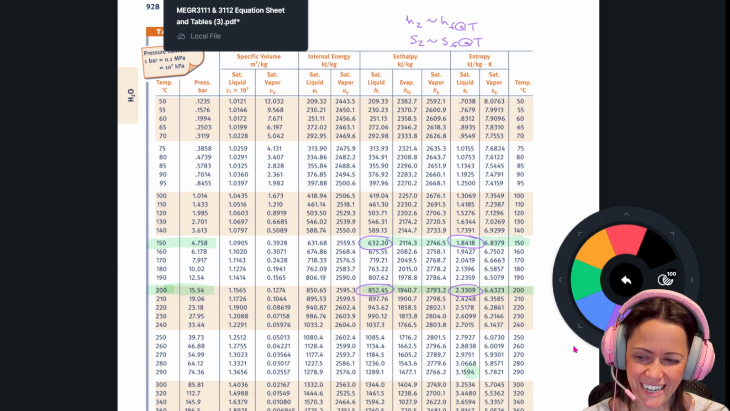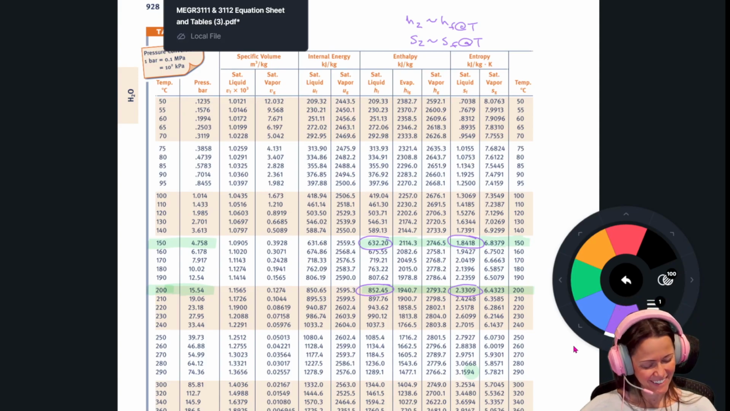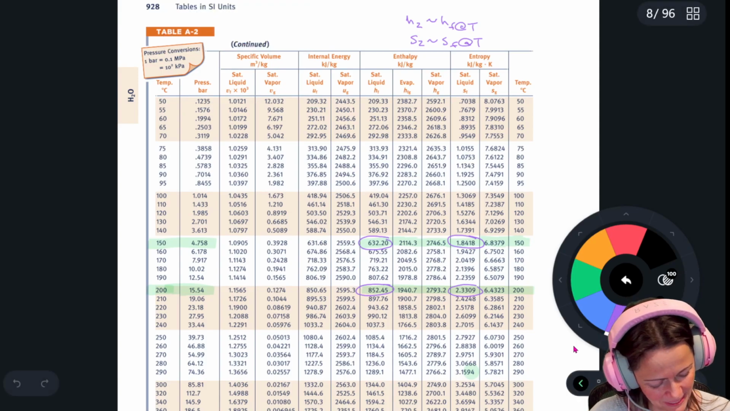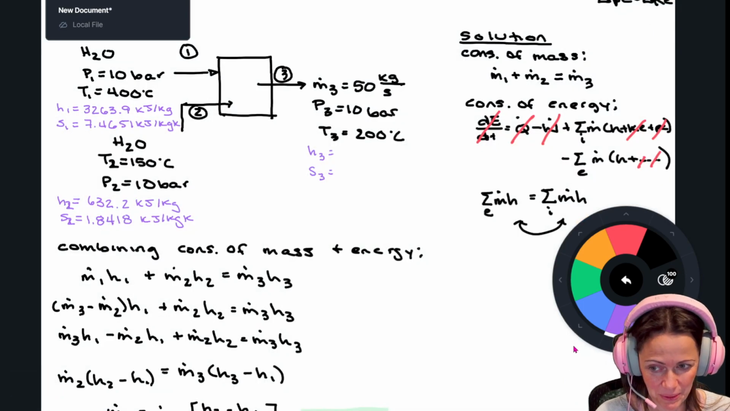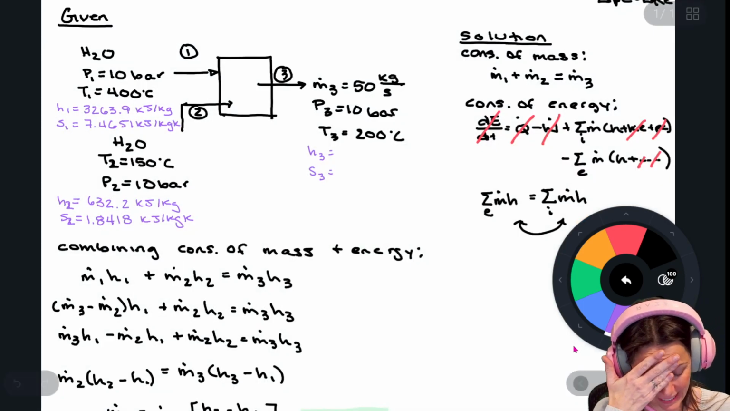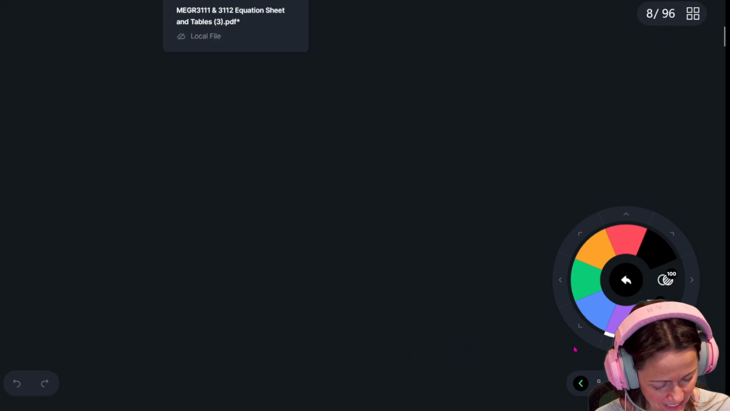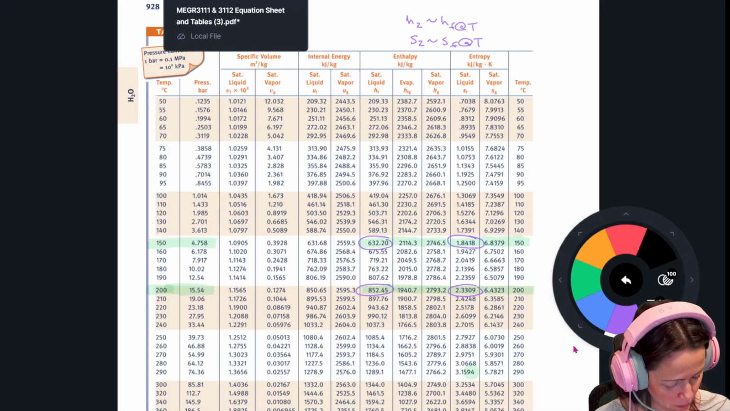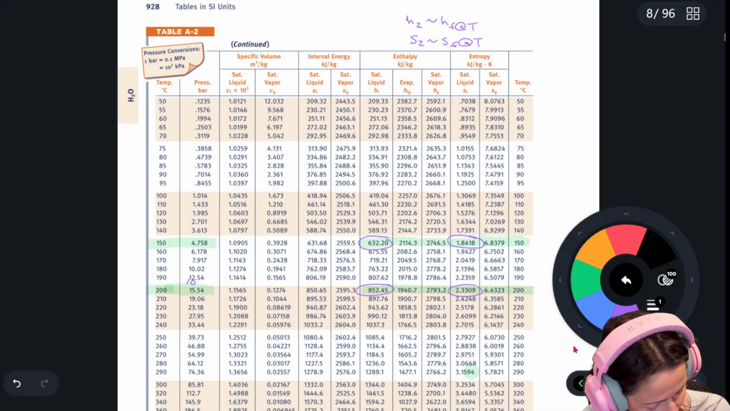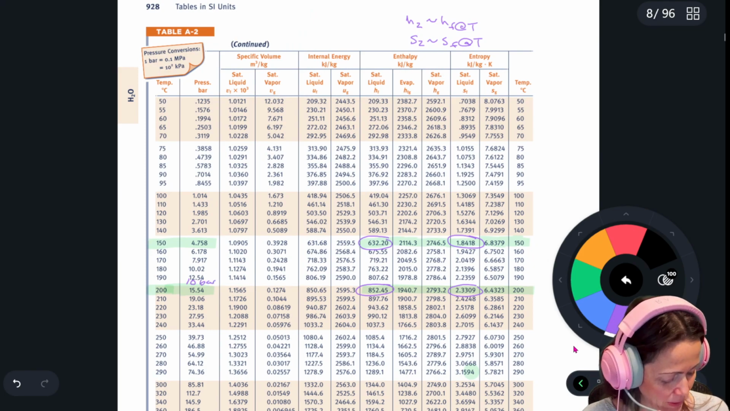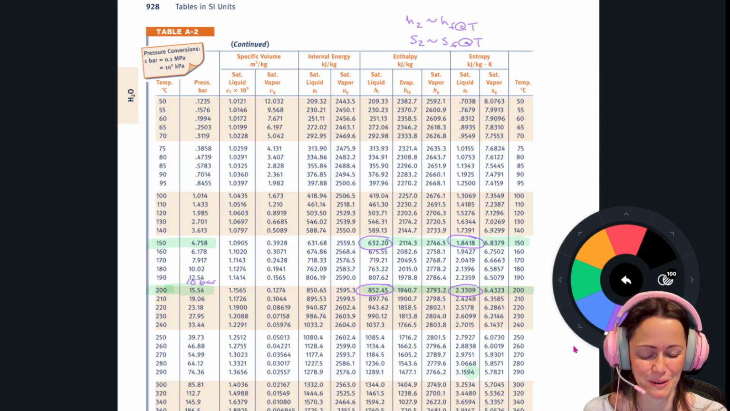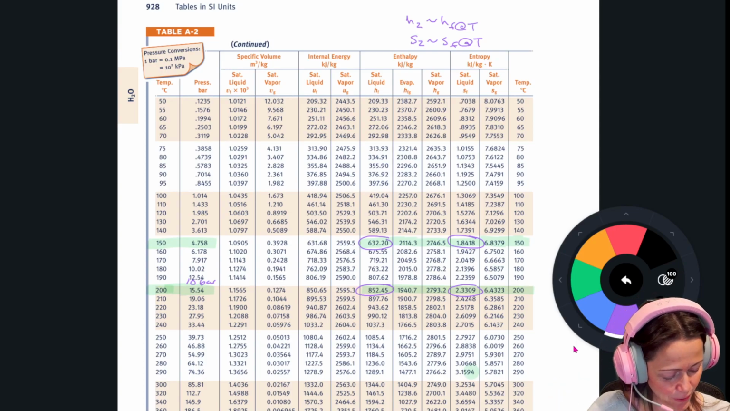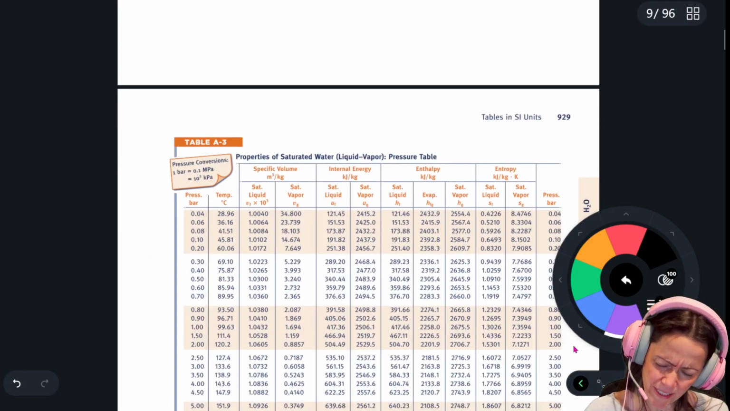Oh, it's superheated. My goodness, I'm sorry. It's 10 bar, 200 degrees Celsius. Just kidding, I was so confused. We're at 10 bar. Yes, we're at 10 bar. So 10 bar is less than the saturation pressure, so we're not compressed. We are superheated. Sorry for that momentary confusion.